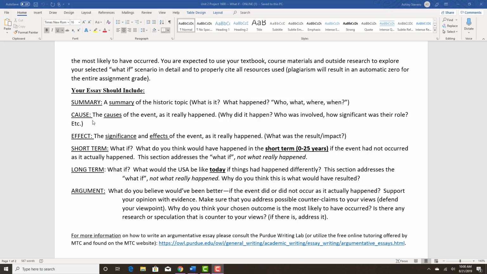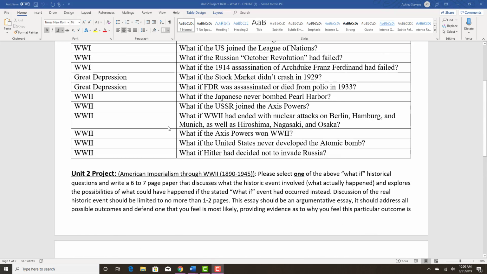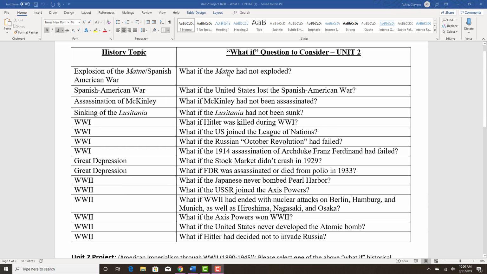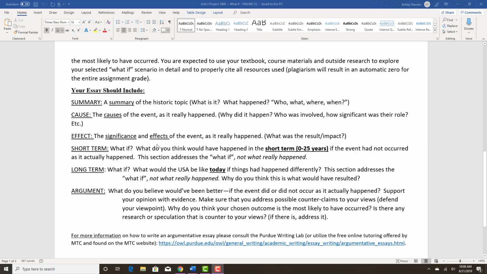This is also part of the summary, but if you'll notice, some of these events or some of these what-if questions are entirely dependent upon the cause of the event. So what if the Maine had not exploded? You're going to have to talk a little bit about why it did explode, why the Lusitania was attacked, why the October Revolution happened. So some of these are going to require you to focus a lot on the cause.